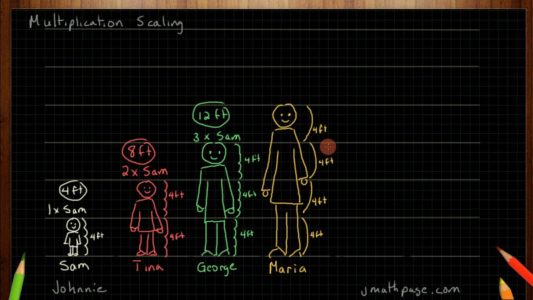All right. What does that tell us about Maria? Well, if Sam is 1 times 4 feet, she's 1, 2, 3, 4 times as tall. So we can say that she's 4 times what Sam is. And if Sam is just 4 feet, she's 4 and 4 and 4 and 4 more. Well, how much is that? 4 and 4 is 8, 8 and 4 is 12, 12 and 4 more. That gives us 16 feet. She's quite giant.